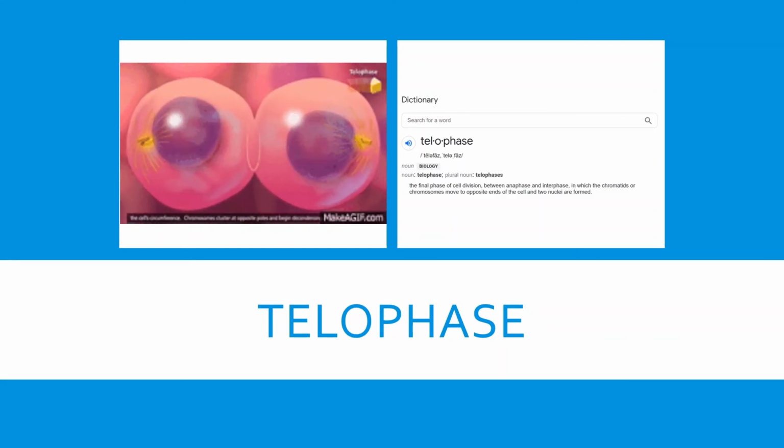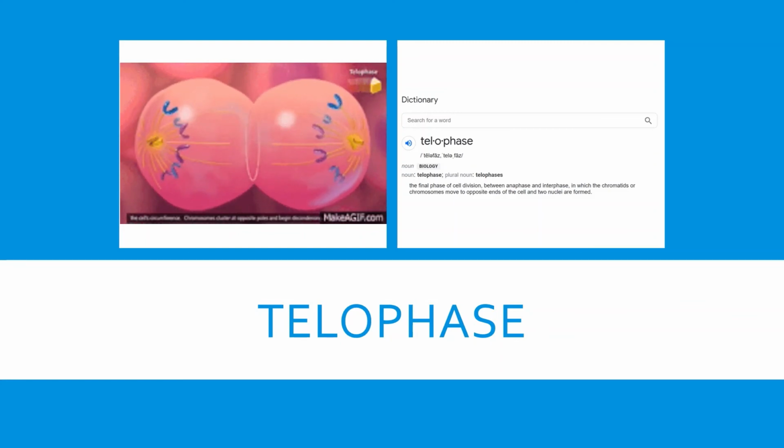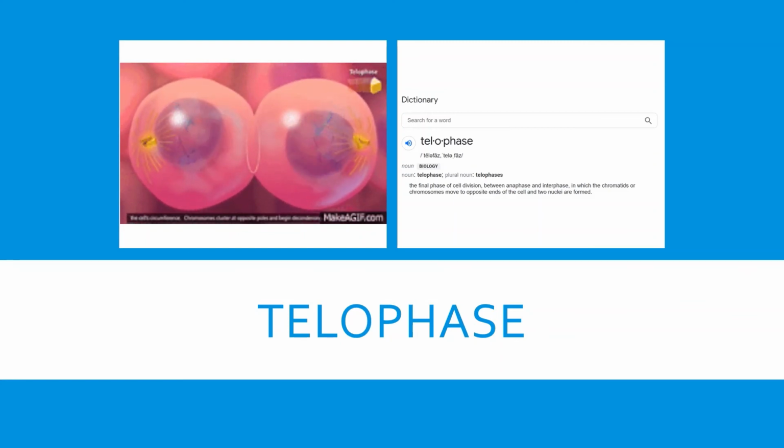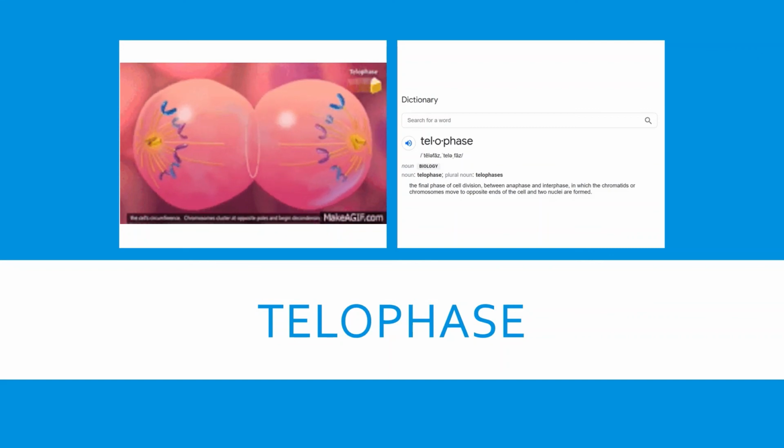And I'll just read the definition of telophase too. It's the final phase of cell division between anaphase and interphase. So again, a new interphase would start up shortly after this, in which the chromatids or chromosomes move to the opposite ends of the cell and two new nuclei are formed.